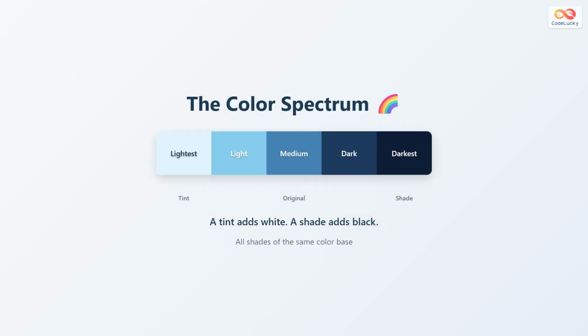Here we can see a spectrum of the same color, ranging from the lightest to the darkest. On the far left, we have the lightest version, called a tint. In the middle is the original color. On the far right is the darkest version, called a shade. A tint is made by adding white to the original color. A shade is made by adding black to the original color. All of these colors share the same base or original hue.